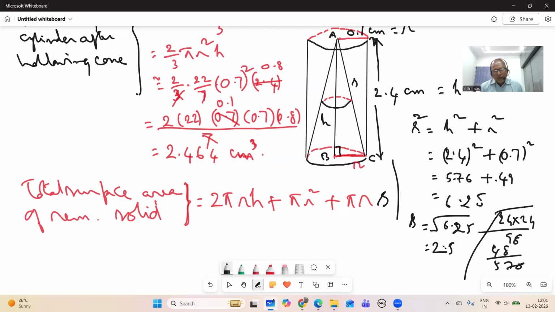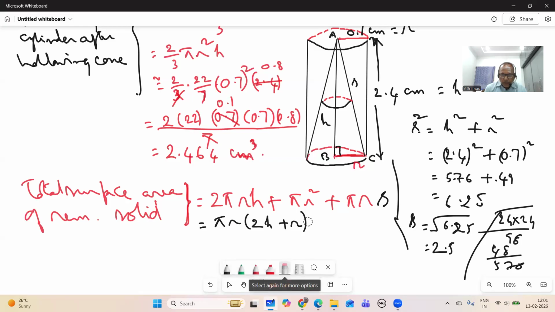So in this square root, you have a single decimal place. Okay, so this is S. So we have got S, so we can calculate this. Between these two, you can take pi r common, pi r into 2h plus r. Yeah, in this also you have pi r common. Okay, take it out. So plus S. Okay, I have taken pi r throughout common.